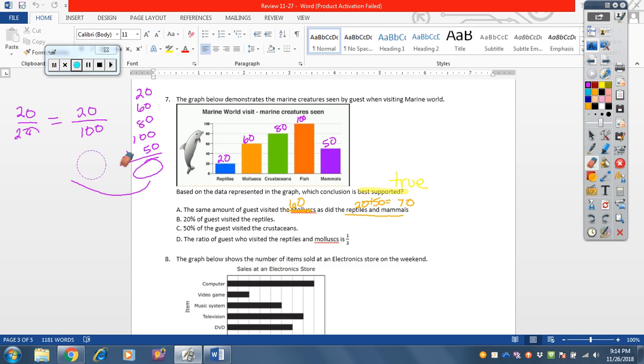Here's how you know if it's true. If I cross product and the answers are equal, then I know that it is true. So 20 times 100 is 2,000, and 230 times 20 is 4,600. Are they equal? No. So 20% did not visit reptiles.